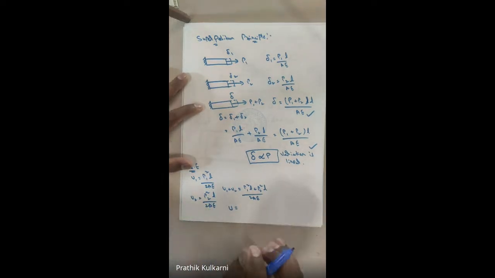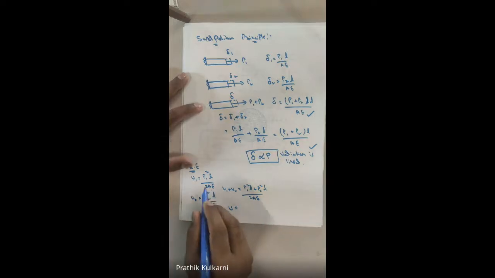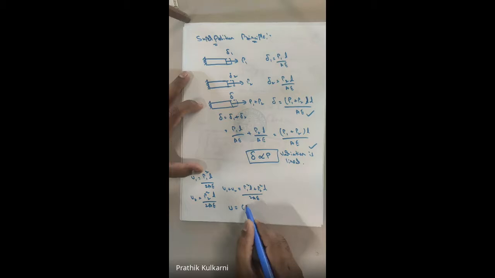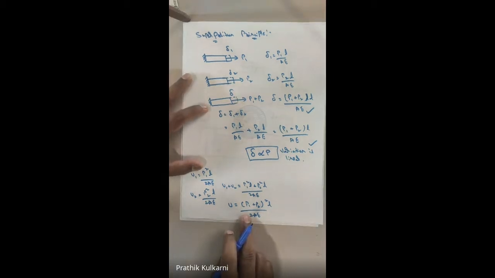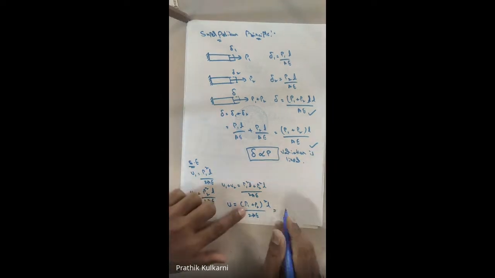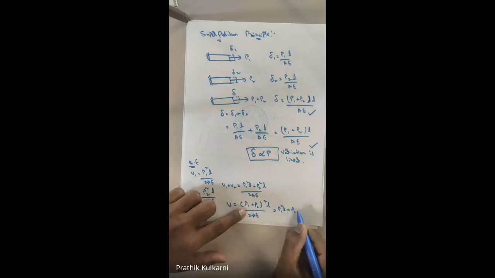If you actually see, strain energy should be equal to P square L by 2AE. So if you add P1 plus P2 square L by 2AE, this should be the total strain energy. Yes or no? Fine. But if you see these two, how can I write this formula? This formula I can write as P1 square L plus P2 square L plus 2P1 P2 L by 2AE.